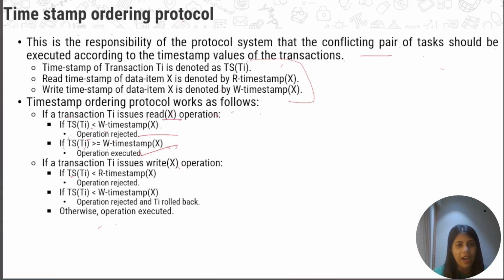If timestamp of Ti is less than the R timestamp, less than होगा, again operation rejected. Again over here, if timestamp of Ti is less than the timestamp of X, then operation rejected and it will also get rolled back. Otherwise, the operation will get executed in such cases.